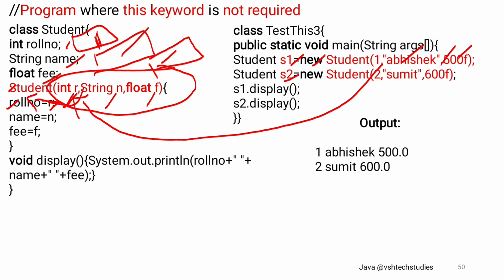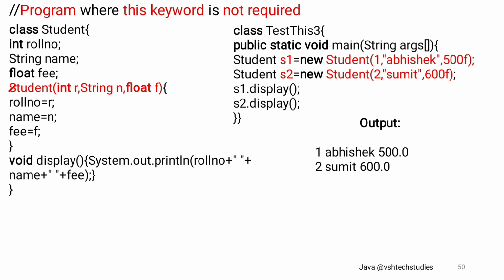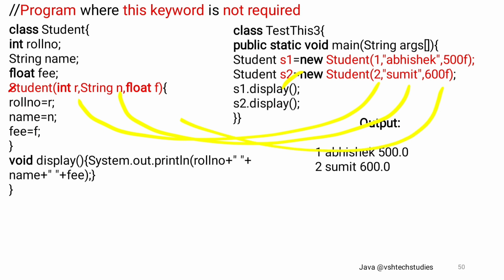It follows the same procedure for the S2 object. Another memory space is allocated, and in that there will be 3 data fields. So 2 is copied in R, Sumit is copied in N, and 600 is copied in F. So they are copied into these formal parameters. Then control goes to the code of this parameterized constructor, which gets automatically executed when the object is created. According to that code, roll number equal to R.